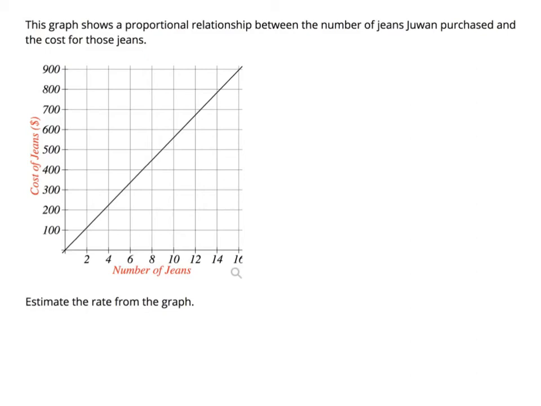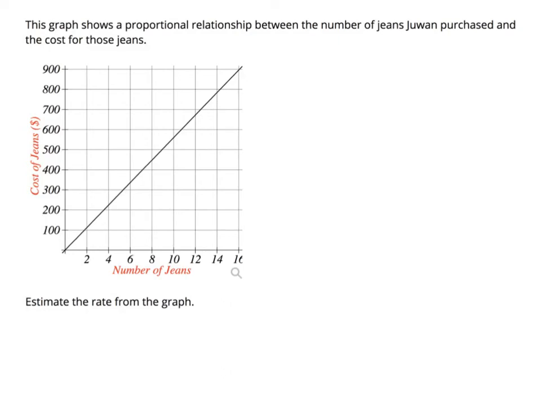Okay, next up, in this one, we have a graph that we're going to have to go from. So in this case, it says our graph shows a proportional relationship. So again, remember, we know that means that it's going up by the same amount each time between the number of genes and the cost. So for this particular one, if we're going to figure out the rate, that means we need to know how much does the cost increase every time the number of genes increases by 1.